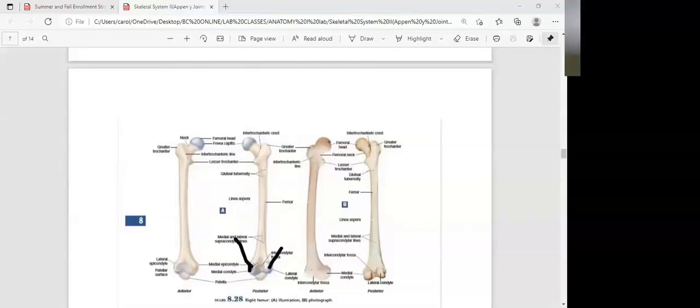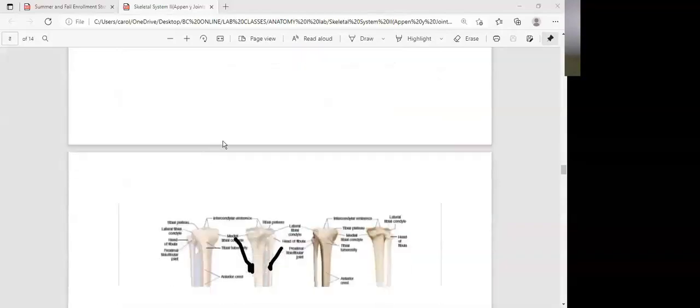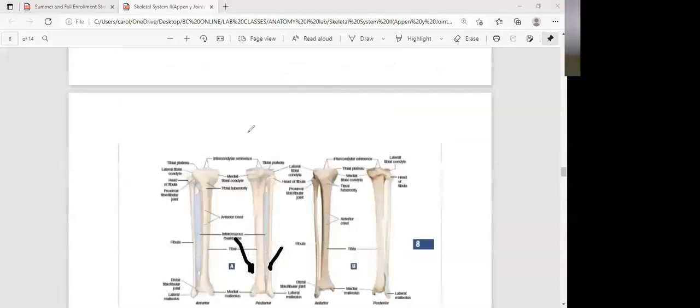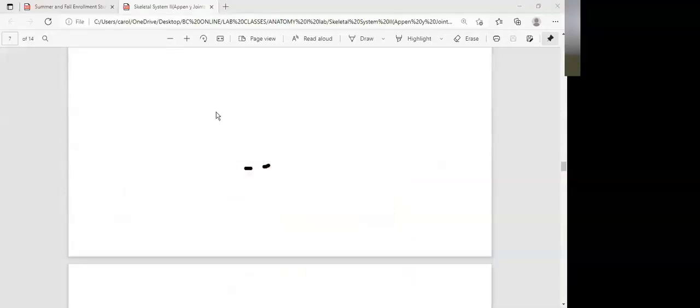So this condyle right here is going to be the medial condyle, and this is going to be the lateral condyle. These two condyles are going to articulate with your tibia. So one of the condyles will go here, and the other condyle will go here. So then the femur will go up like this. These are also going to be condyles, but these are going to be condyles in the tibia. The other ones are going to be condyles in the femur.